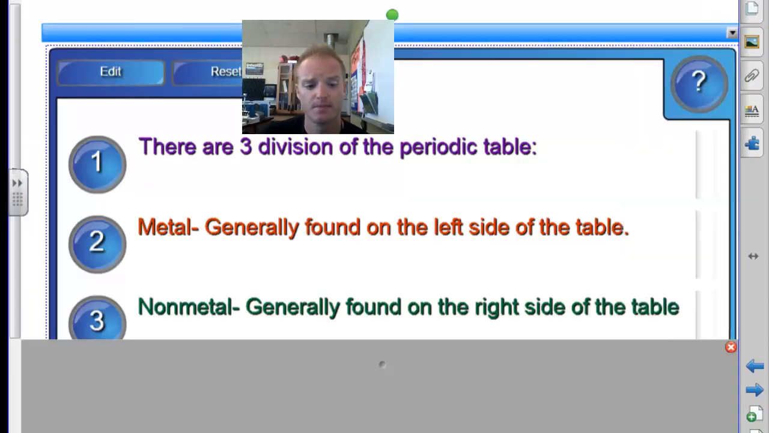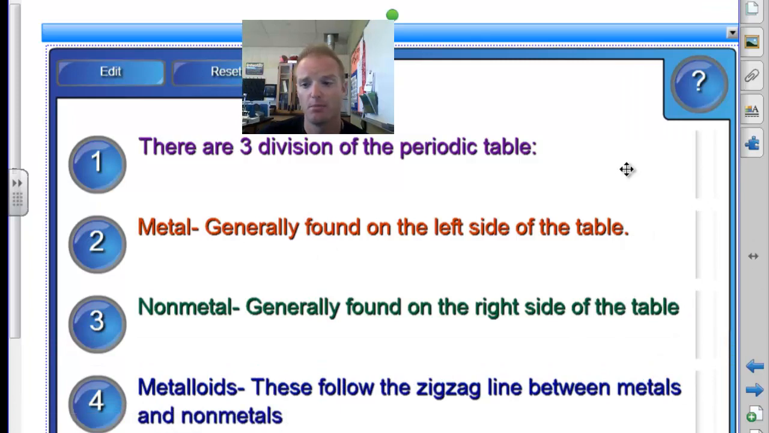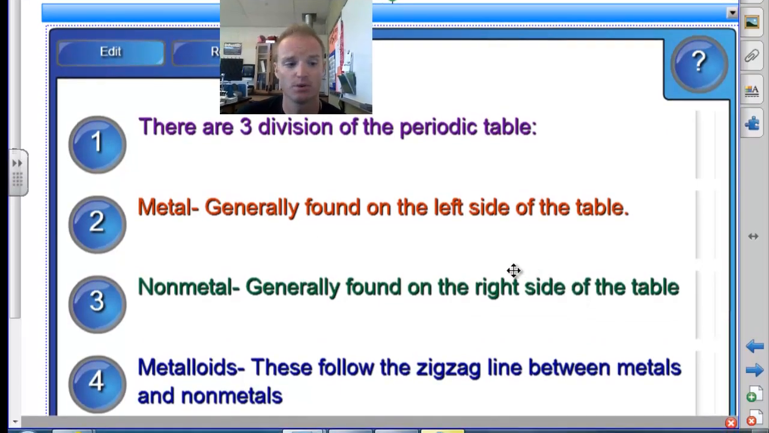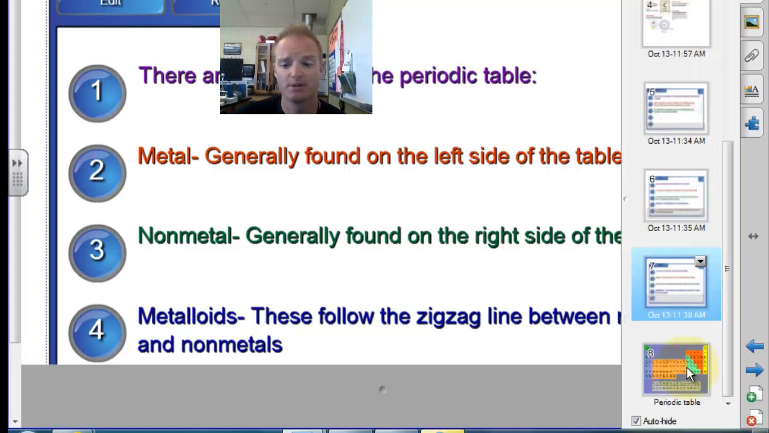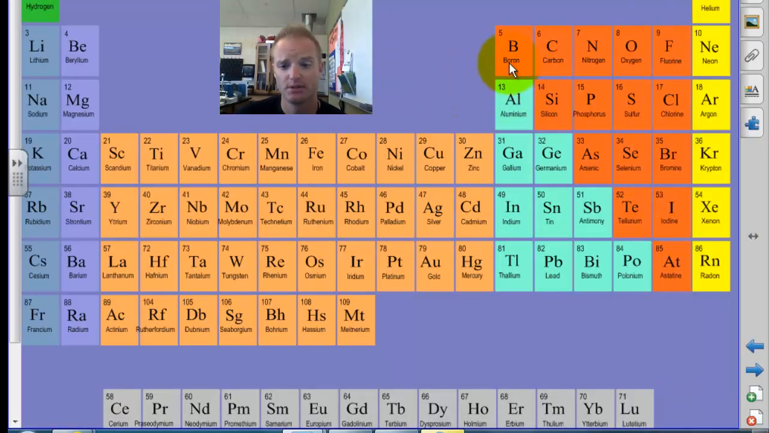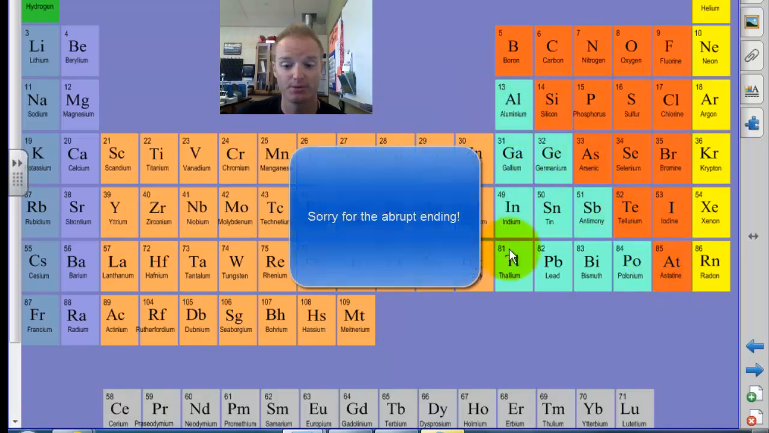And then our final group are called metalloids. And so a metalloid, they kind of follow that zigzag line between metals and nonmetals, and they tend to have some properties of metals and some properties of nonmetals. So these elements, kind of this zigzag line that goes down here, elements on either side of this line tend to sometimes have properties that go with a metal or a nonmetal, depending where they are. So they're called the metalloids. They're kind of metal-like in some cases. In some ways, they're not.